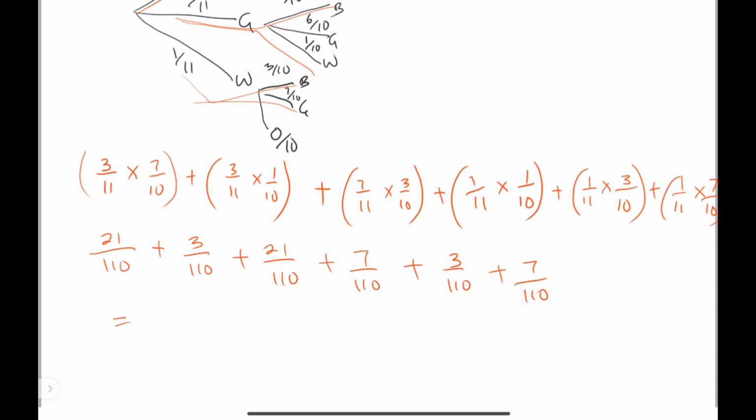So 21 plus 3 is 24. 24 plus 21, that makes 45. 45 plus 7 and 3 is 10, so that's 55. And 55 plus 7 makes 62. So that will be 62 over 110, which can be simplified to 31 over 55. So this will be our answer, 31 over 55.